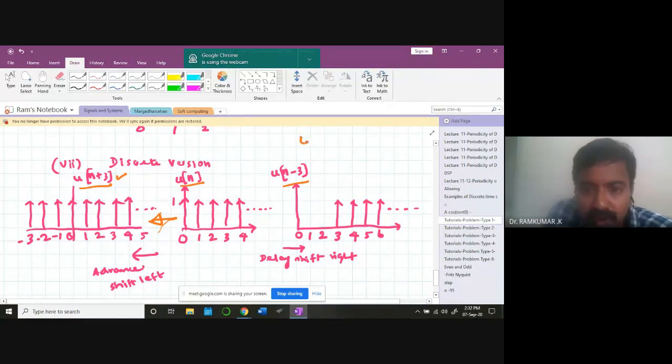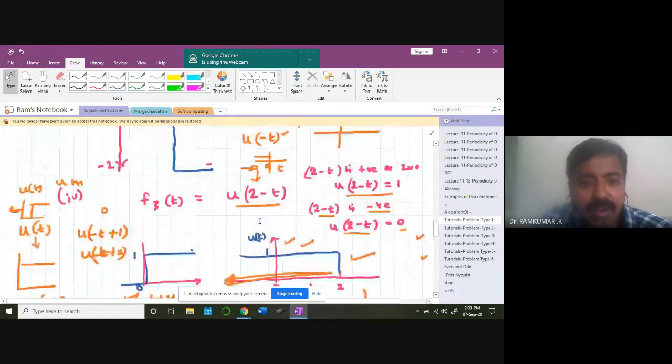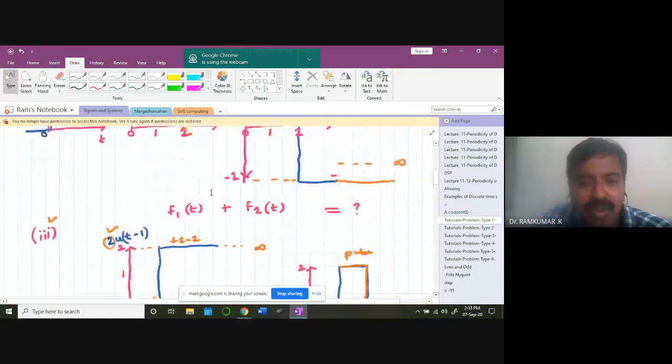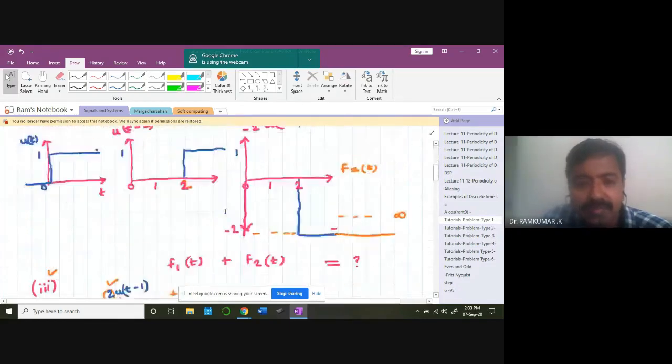How do you define u of n? The value will become 1 when n is greater than or equal to 0, otherwise 0. So naturally the value is 1 here at the 0th sampling instant, first sampling instant, 2, 3, 4. These are all the values. Now you can shift that to the right or to the left based on the same concept we have learned for the continuous time domain. You understand? In the same manner you can shift it left and right like this.